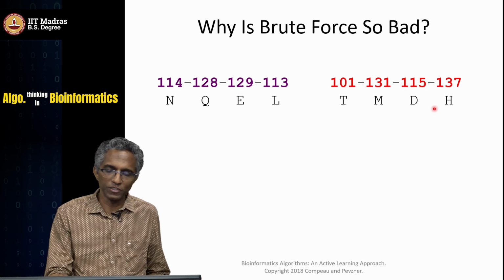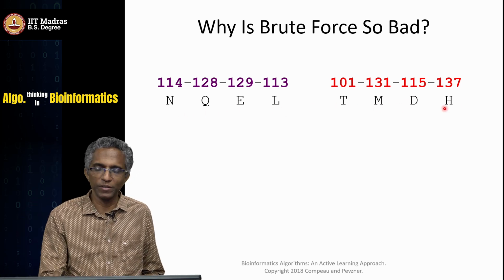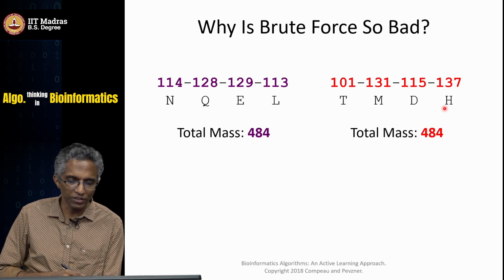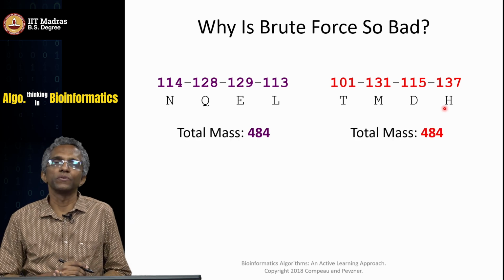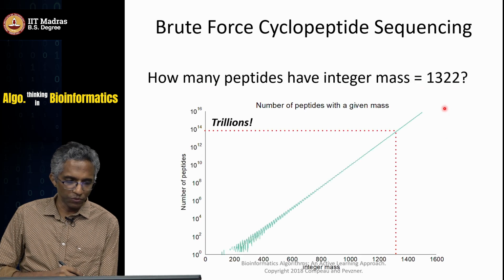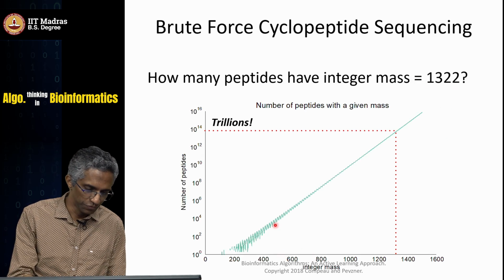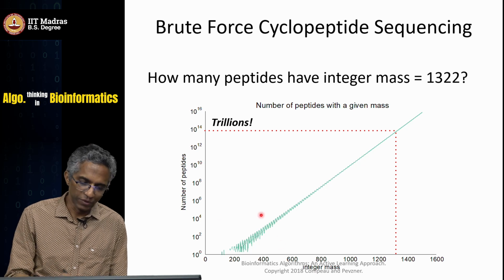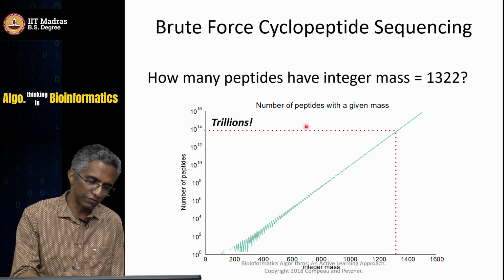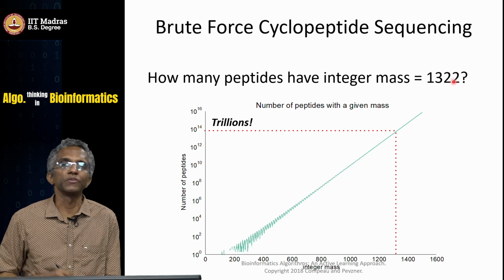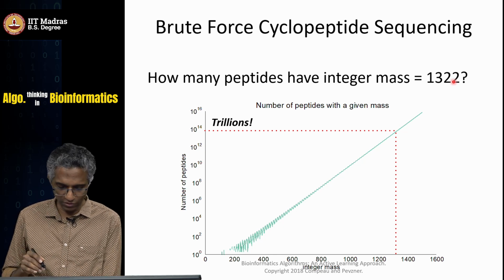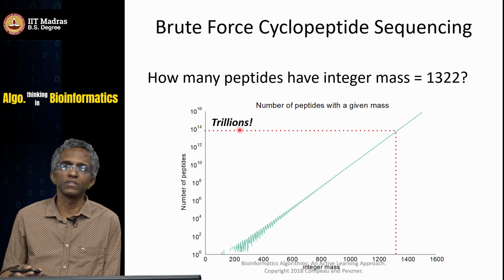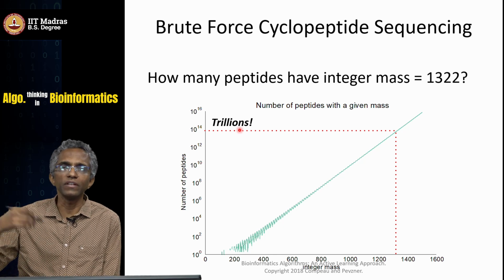Okay. And just to give you an example, here are two different peptides, NQEL and TMDH, that will both add up. The total mass is going to be 484 here, and the total mass is going to be 484 here. In the previous plot, 484 corresponds to somewhere over here. So, you have 10 to the power 4 peptides that have 484 mass, but then in terms of tyrocidine B1, you are going to have trillions of peptides that will have the mass of 1322. So, it is going to be a really slow algorithm if you are going to go over each one of those trillion peptides and then try to figure out its theoretical spectrum and then see if it matches the input spectrum.